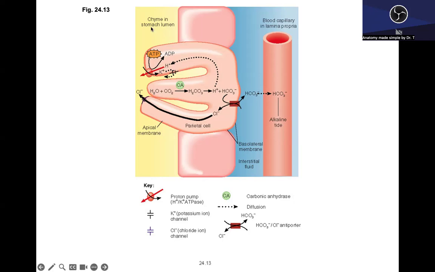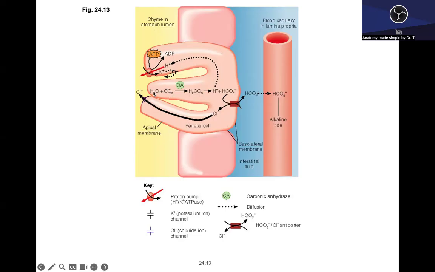On the left side is the chyme in the stomach. On the right side in blue, that is submucosa, lamina propria, and some blood vessels. This is the apical end of the cell. This is the basal part of the cell. And let's find out what's going on. We have to start from within the cell.